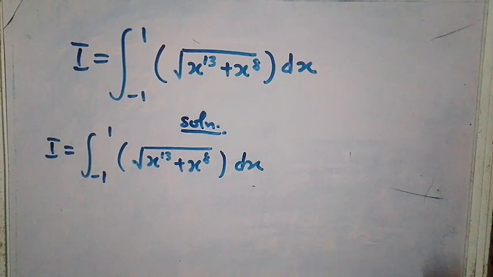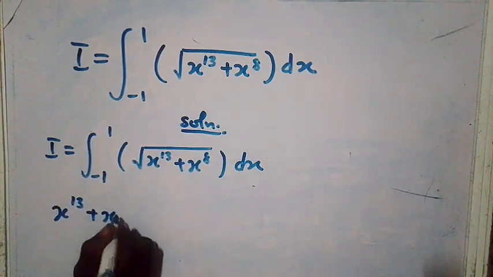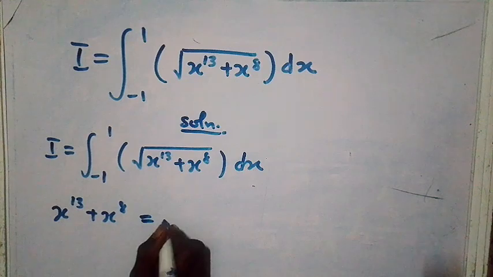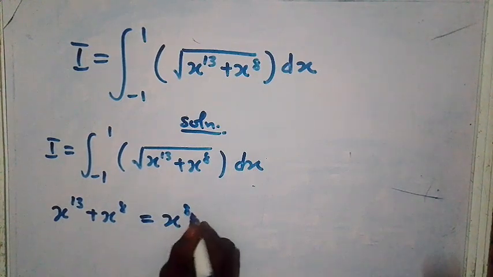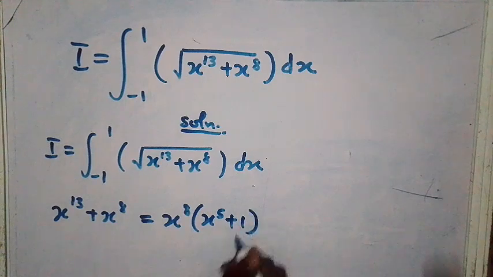And in a symmetric integral, we have to change the limit and factor out the expression inside the square root. Let's factor out the expression first. The expression inside the square root, x raised to the power 13 plus x raised to the power 8. Let's factor it out first. This will be equal to x raised to the power 8, open bracket, x raised to the power 5 plus 1.